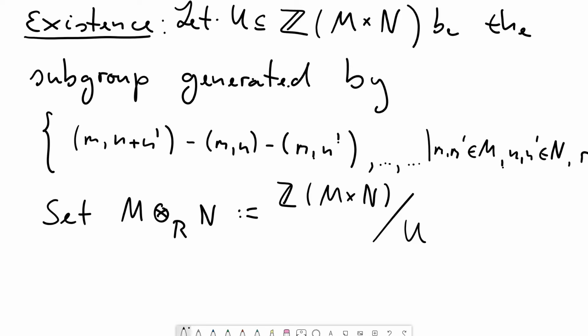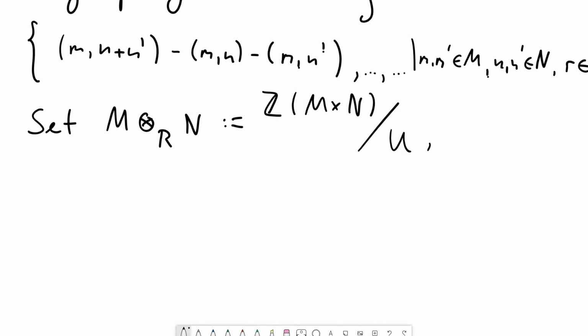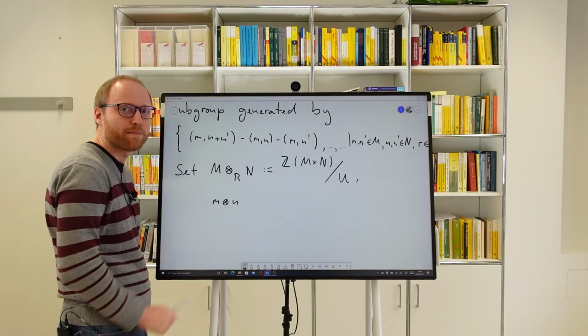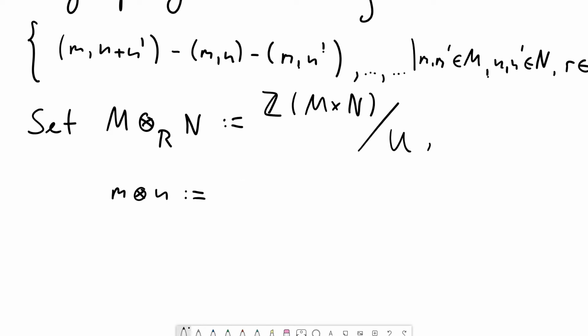And then, like I said, the map from M times N to M tensor over R N is just going to be: take an element m, n, and apply tensor. This means just plugging in the pair m comma n into this map tensor. This is the notation for this, and I define this now as the representative of this pair m, n within this quotient above. So completely canonical, and by construction of the subgroup U, this becomes now an R-balanced map.